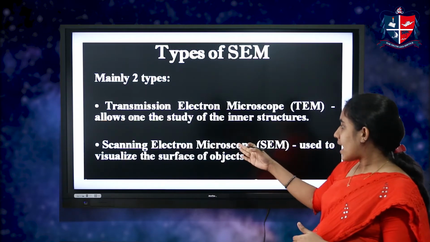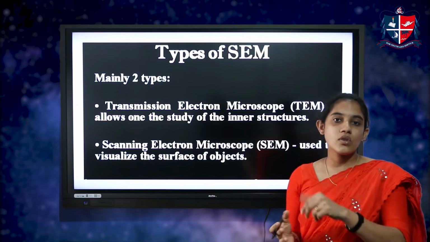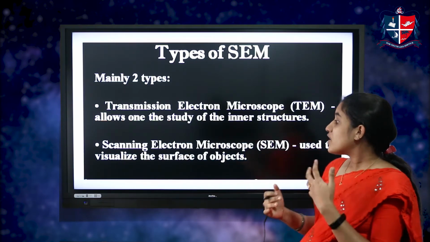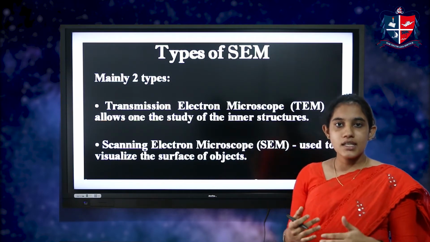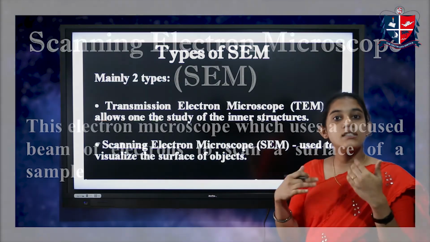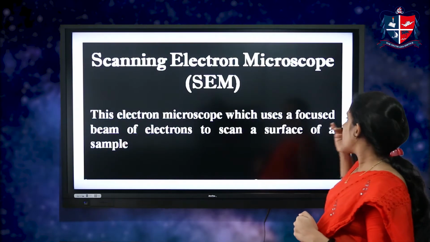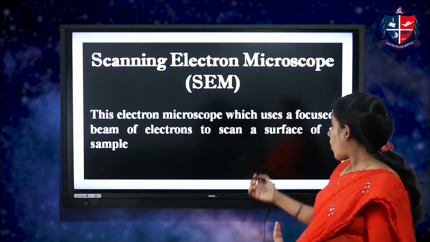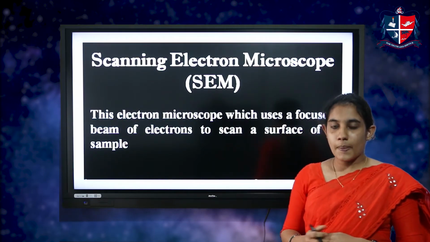Using the scanning electron microscope, we get information about the surface of the object. So scanning electron microscopy visualizes the surface of the object. We are discussing scanning electron microscopy in detail. The scanning electron microscope uses a focused beam of electrons to magnify the object and get the surface information of the object.